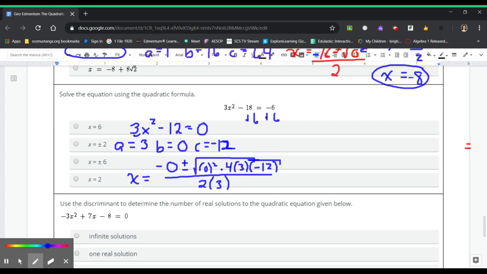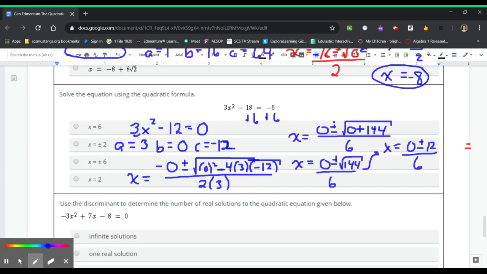Next checkpoint that I have for you is to plug everything into the equation. So opposite of B, which is 0, opposite of 0 plus or minus the square root of 0 squared, minus 4 times 3 times negative 12, all over 2 times 3. So now simplify everything.